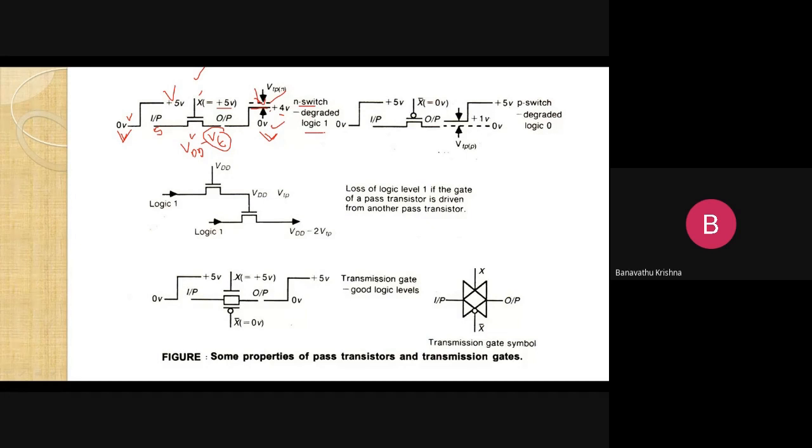Next one, the PMOS transistor. Here we are going to apply 0, right? Here the PMOS transistor degrades some level. So the PMOS transistor is weak at 0 and strong at 5 volts, right? How is it weak at 0 and strong at 5 volts? Here we are going to apply a positive voltage and a negative voltage, that is the bar here.